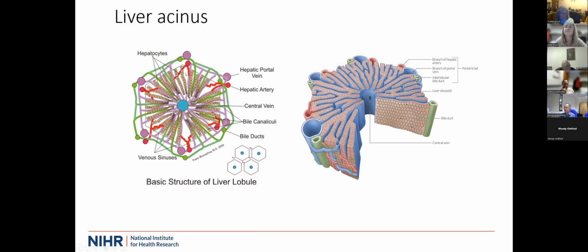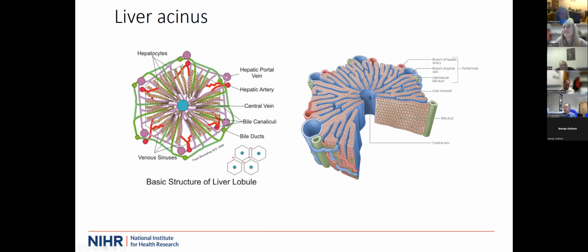Can you see my mouse moving, marker moving? Yeah? Yeah, okay.